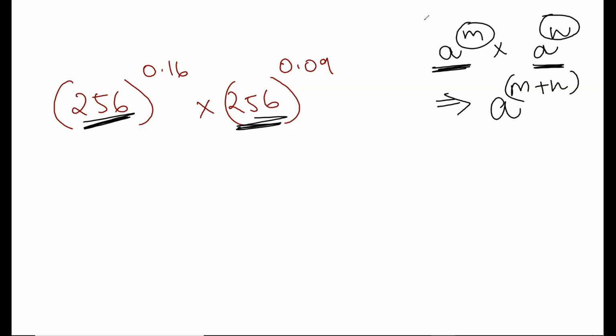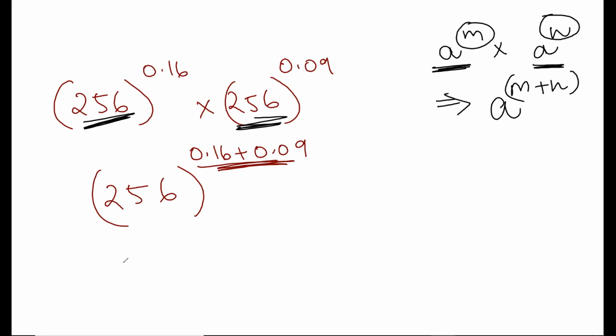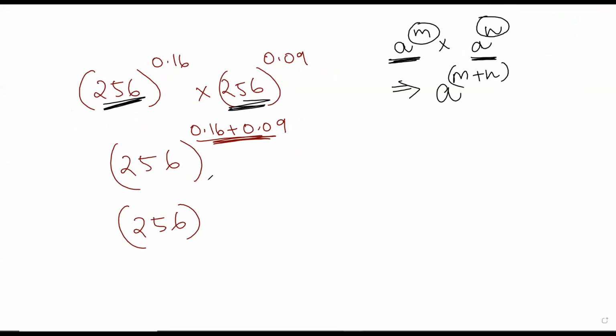Right, so that's what we're going to have over here. So it's 256 to the power 0.16 plus 0.09. And what is that, Hamna? 0.16 plus 0.09. It's 0.25, isn't it, Hamna? Yes? 0.25. All right.